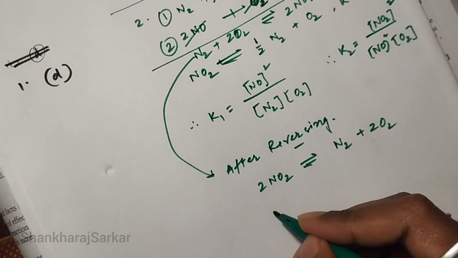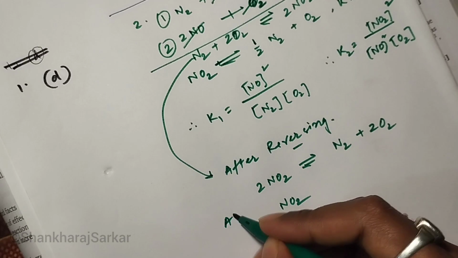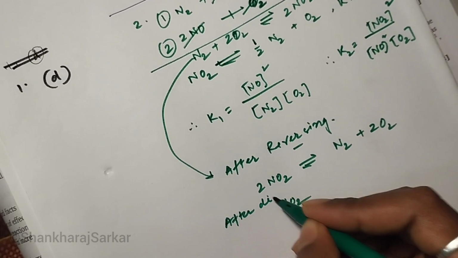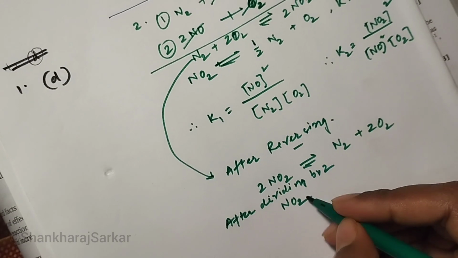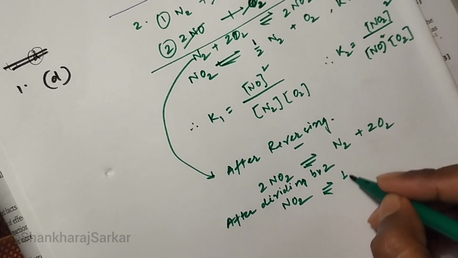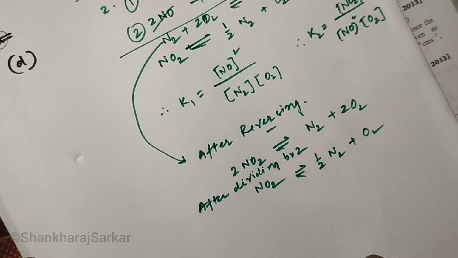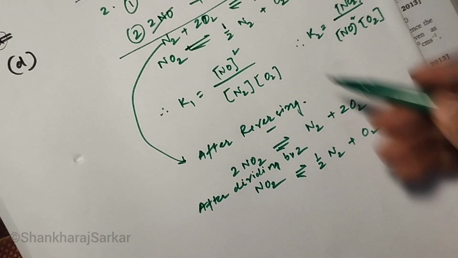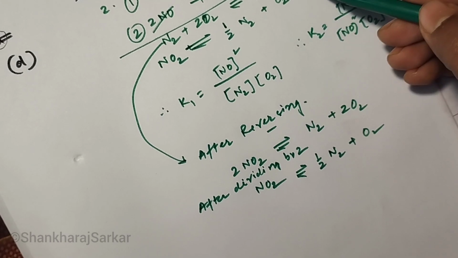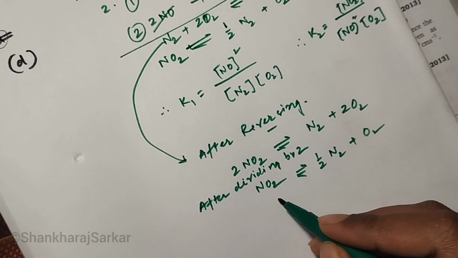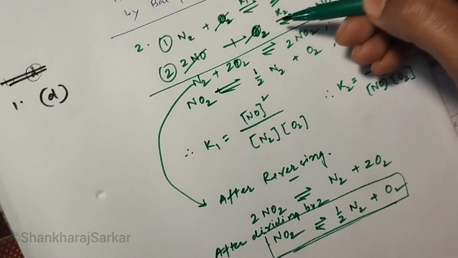If we divide it by 2, after dividing by 2, what will happen? NO2 reversible to half N2 plus O2. This is nothing but the asked equation, the equation they asked us to find the value for. So how did we get this equation? We got this equation by adding the two equations.